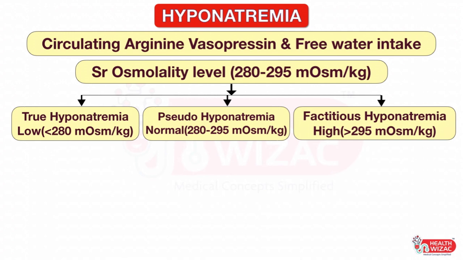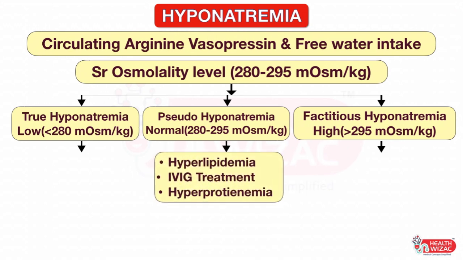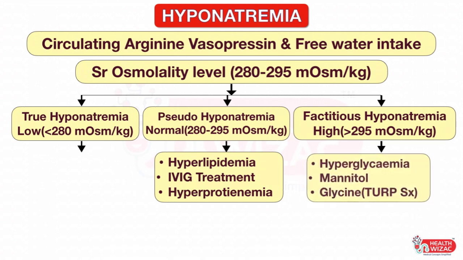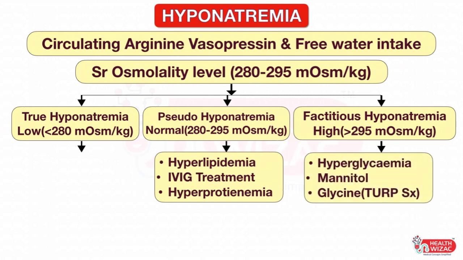True hyponatremia requires further evaluation, whereas pseudo hyponatremia is present in clinical conditions like hyperlipidemia, patients on IVIG treatment, and hyperproteinemia, and it can easily be remembered with the help of the mnemonic called LIP in the lipids. Factitious hyponatremia is found in clinical conditions like hyperglycemia, patients on mannitol treatment, and patients receiving glycine, especially as an irrigation during the TURP surgeries.